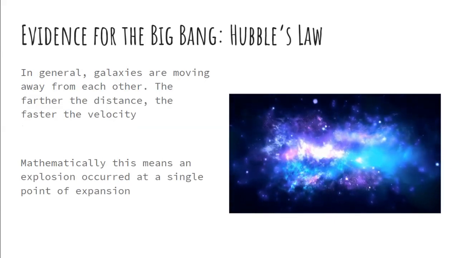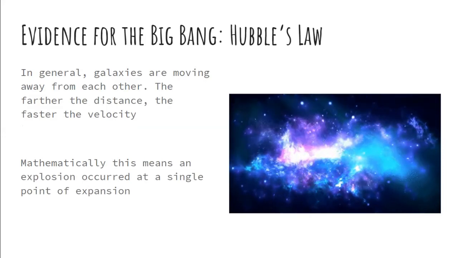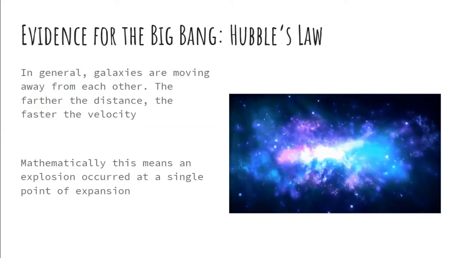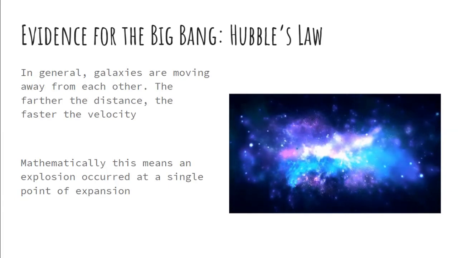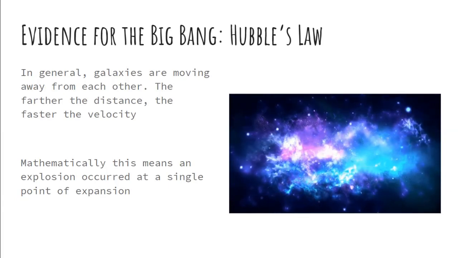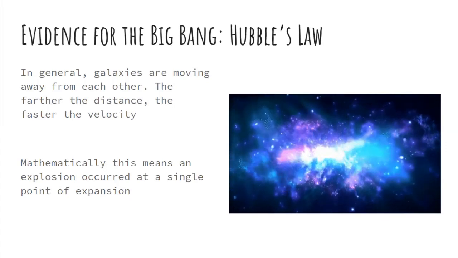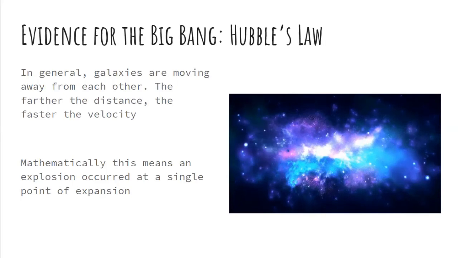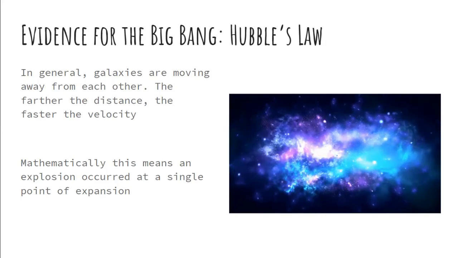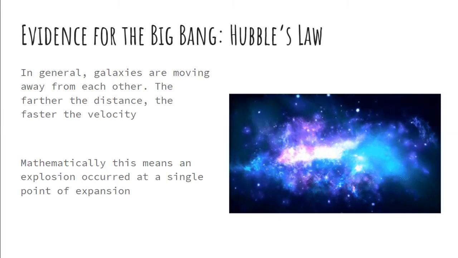This law states that galaxies are moving away from each other, and the farther the distance, the faster their velocity. So the farther the distance compared to our galaxy and other galaxies, the faster they are moving. If we talk about this mathematically, that means at some point an explosion had to occur, or a single point had to be where the universe started expanding, and then it just keeps on expanding from there.